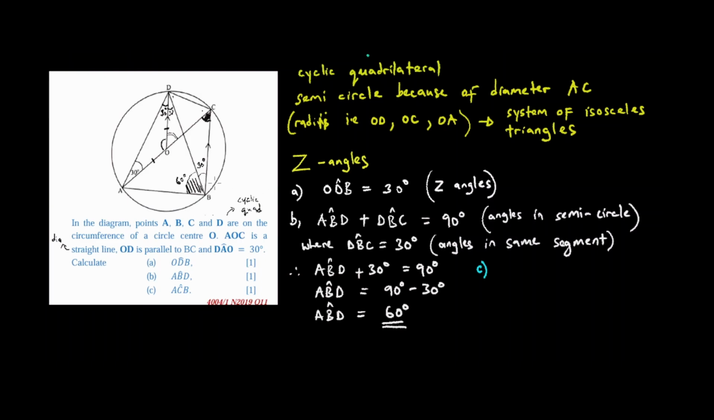So what you can do here is use the calculator on AOD. Since AOD is a triangle, we need angle AOD. We are going to say 30 plus 30, 60. Then 180 minus 60 gives you 120. So this angle is 120.